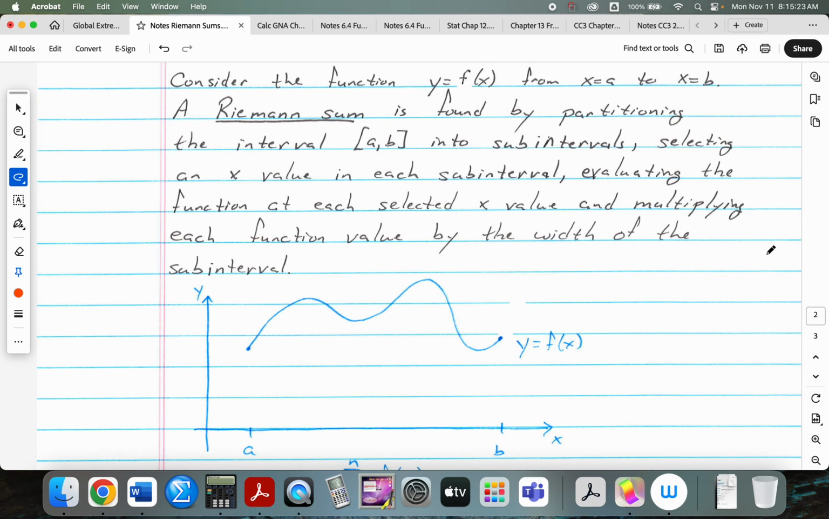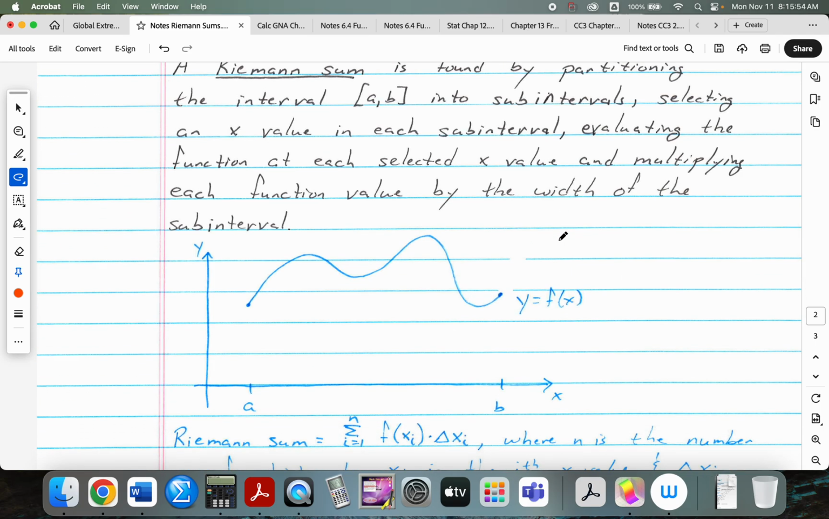All right, more generally, here's what a Riemann sum is. We'll consider the function y equals f of x from x equals a to x equals b. I just have drawn a squiggle, basically. A Riemann sum is found by partitioning the interval from a to b into subintervals, selecting an x value in each subinterval, and evaluating the function at each selected x value, then multiplying each function value by the width of the subinterval. So what we're talking about is this.